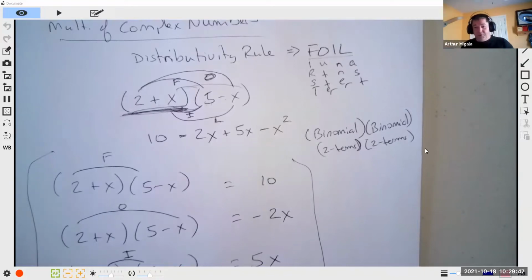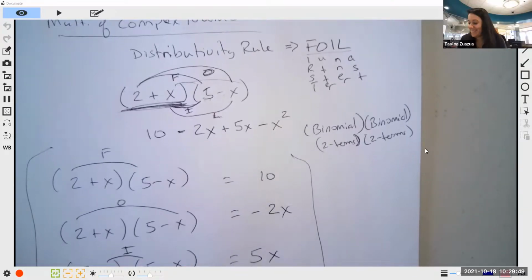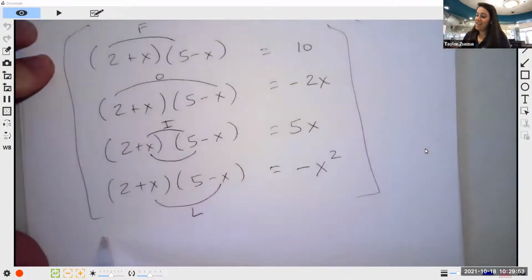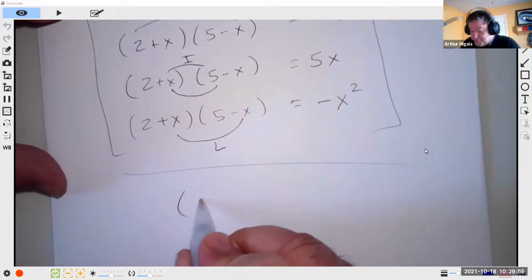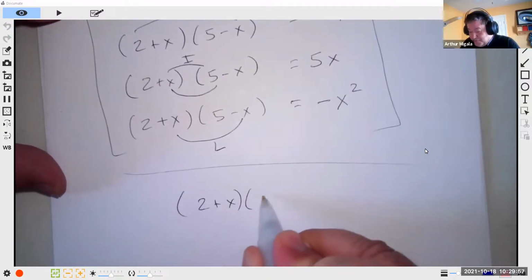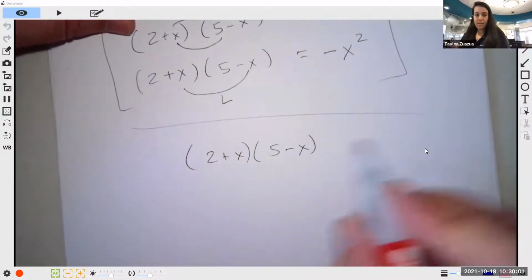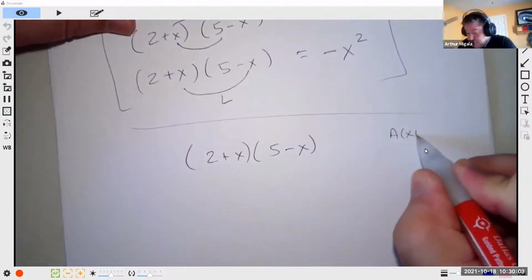But I don't want to get you confused. Let me show you, since I got your brain confused already, let me get it unconfused. So the FOIL method, remember the FOIL method was a distributive method.